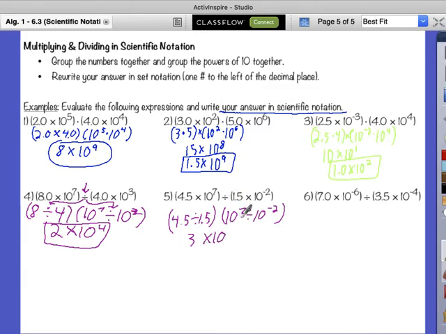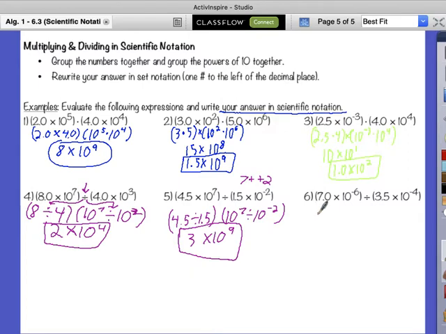10 to the 7th divided by 10 to the negative second is 10 to the 9th. 7 minus negative 2. We subtract them. You have 7 minus a negative 2. Minus a negative, add. 7 plus 2 is 9. So 3 times 10 to the 9th. Okay?